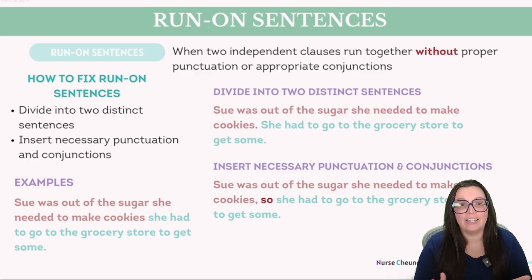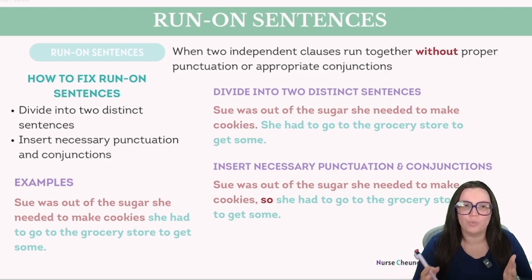Run-on sentences lack clarity due to missing punctuation or conjunctions. You can identify run-ons by spotting two independent clauses, which are essentially two complete thoughts that each contain a subject and a verb and can stand alone as separate sentences. If you encounter a sentence where two independent clauses are crammed together without any conjunction or proper punctuation, you're likely looking at a run-on sentence. To fix this, you can do one of two things. You can divide it into two distinct sentences, or you can insert the necessary punctuation and conjunctions to properly connect the clauses.